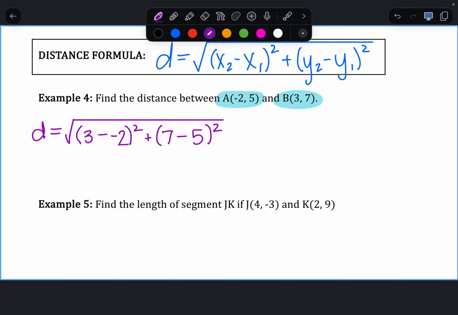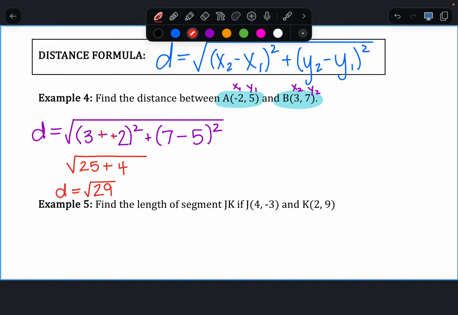Where did you get 4? No, I'll get 5 and 7. Okay, look at this. So this is x1, y1. This is x2, y2. Okay. So this becomes 5 squared, which is 25. Plus this becomes 2 squared, which is 4. So the distance between the two coordinates is 29.